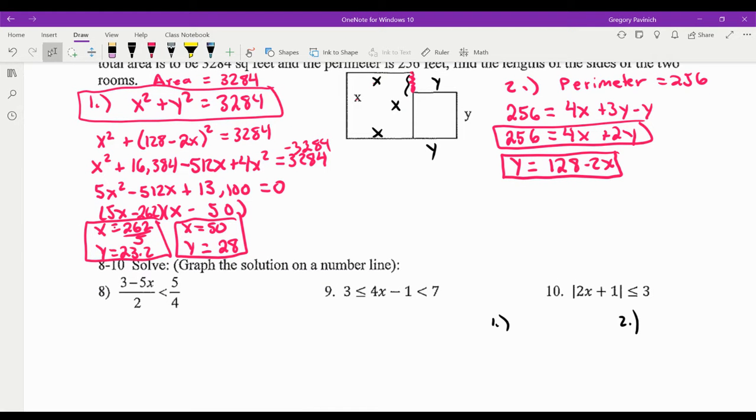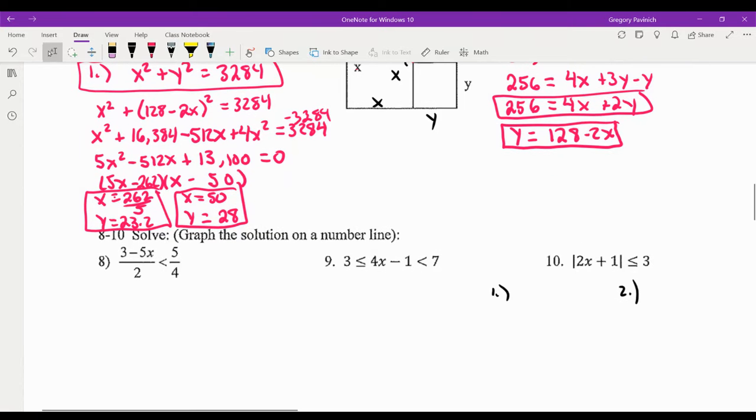Okay, so my next problem is I'm going to look at solving and graphing a solution on a number line. Again, what I don't like about this problem on number 8 is the fraction, so I'm going to multiply both sides by 4. The 4 cancels out the 4 on this side, that leaves the 5. The 4 reduces with the 2 and gives me a 2, but that 2's got to distribute through, so I get 6 minus x. And now I'm ready to solve.